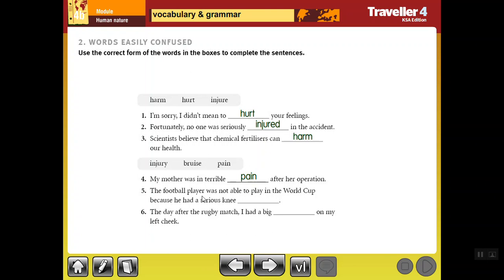The football player was not able to play in the World Cup because he had a serious knee ___. Yes, very good, I can hear you. A serious knee injury. إصابة في الركبة. The day after the rugby match, I had a big ___ on my left cheek. The day after the rugby match, I had a big bruise on my left cheek.